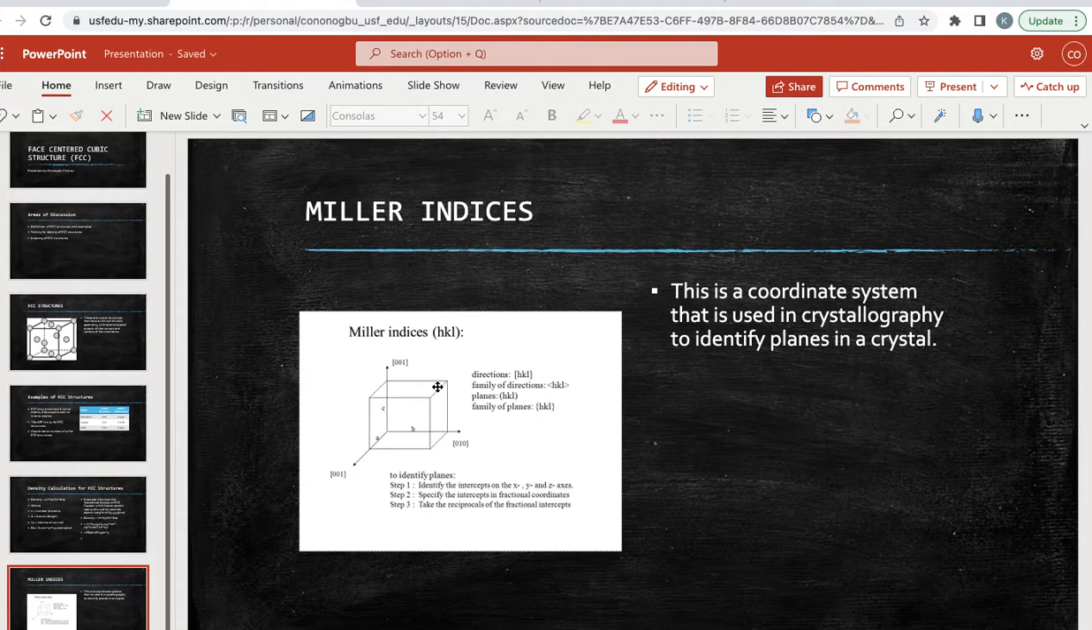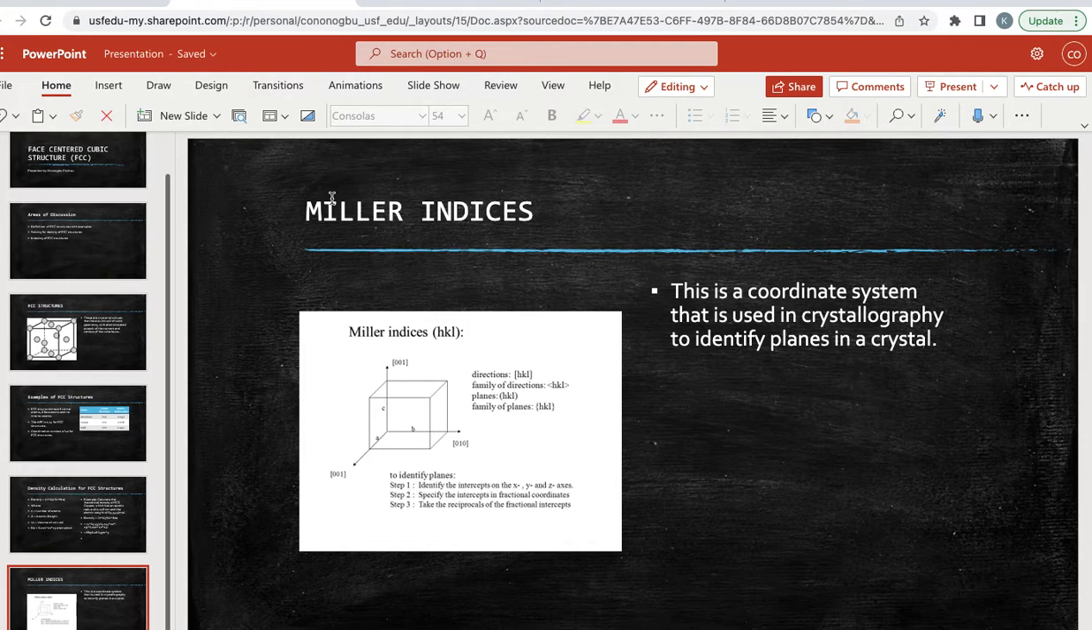Okay, so to quickly round it off, we'll have a look at Miller indices. This is a coordinate system that is used in crystallography to identify planes in the crystal. The coordinate system is like the one we've known basically all of our lives with math, when you say your x, y, and z plane. It's just to give you direction.